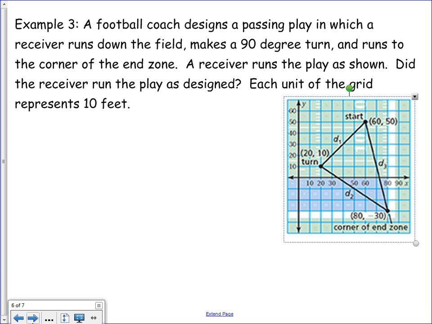Now, example 3 says a football coach designs a passing play in which a receiver runs down the field, makes a 90-degree turn, and runs to the corner of the end zone. A receiver runs the play as shown. We want to know if the receiver actually ran the play as it was designed. So did he really make a 90-degree turn? Each of those units is 10 feet.